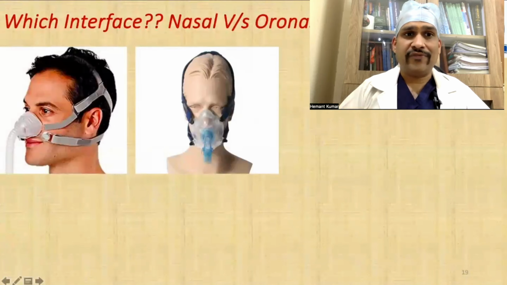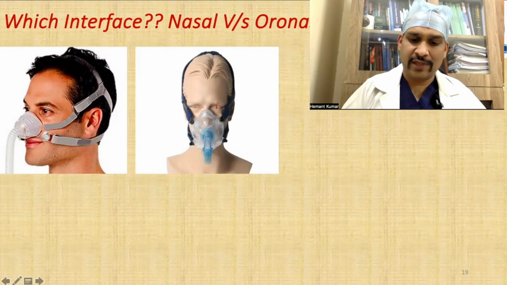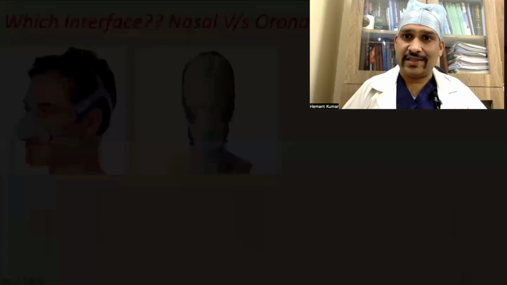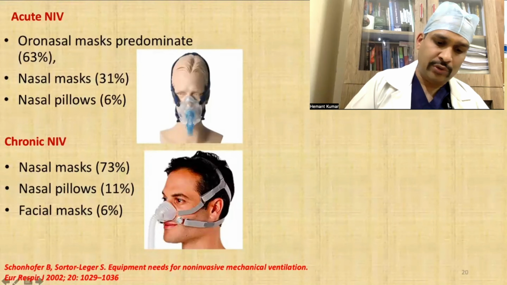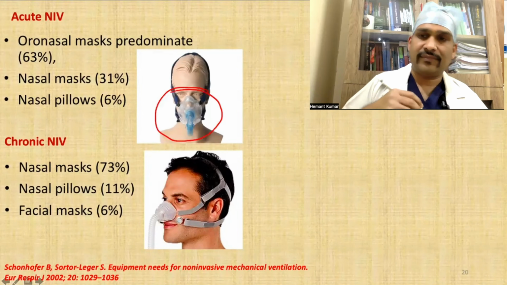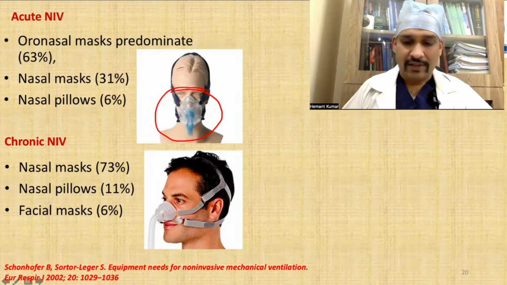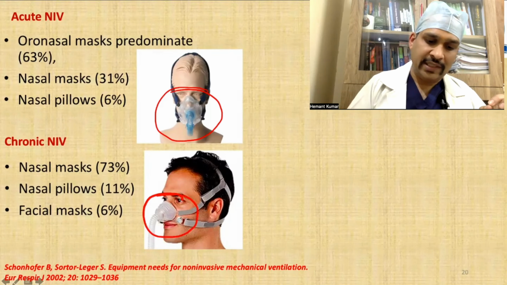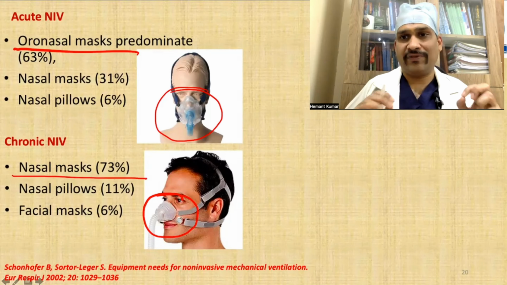Okay, now the question is which interface, nasal or oronasal? Oronasal means face mask also. We call it face mask also. So the study says in an acute care setting, when the patient is breathless or came in emergency, we should use the oronasal mask as the first choice. But when you are discharging the patient on NIV, we can use a nasal mask. So remember, in an acute setting, oronasal mask. In a chronic setting, nasal mask is preferred.